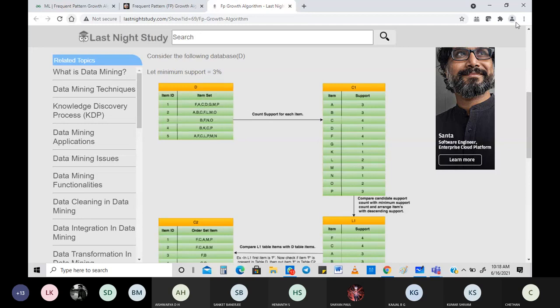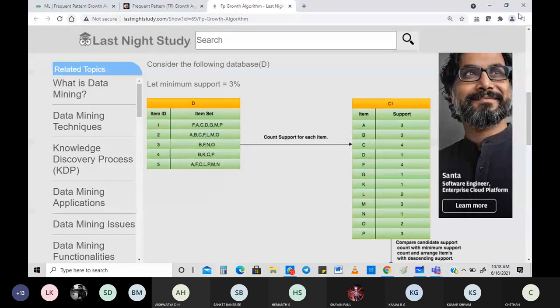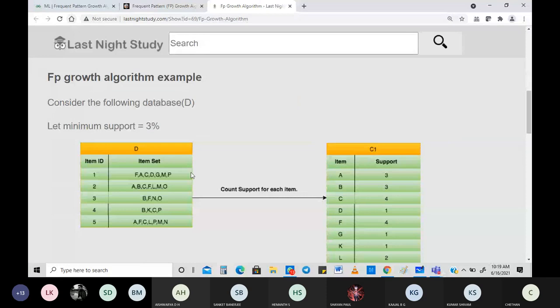Okay, once again, hopefully it's visible now. See this? Again, they have taken 3%, which means 3. Nothing more. Some people use it in different standards, but it is the same only. See this, let the minimum support. Majority of the times, minimum support is assumed only. Now you can see the minimum support we have taken is 3.